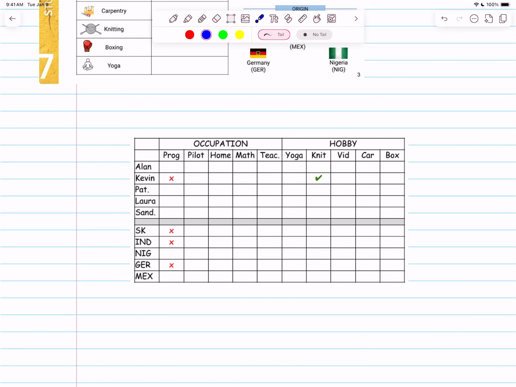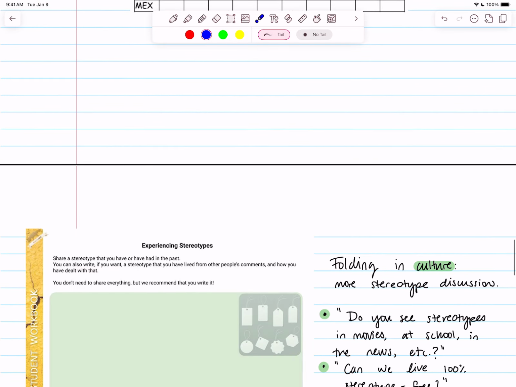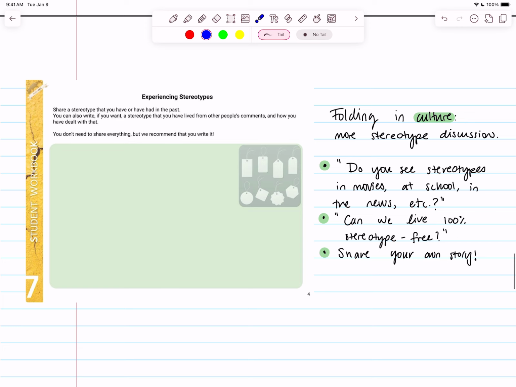Okay, after you've tackled this puzzle for a while, of course we want to fold in the culture. And the drum beat that we've been playing for the past few weeks is stereotypes, right? So we're going to discuss more stereotypes in more depth. And we've talked about it a little bit in the past weeks, but this is an opportunity to reinforce some of those ideas. So really go in detail this week.